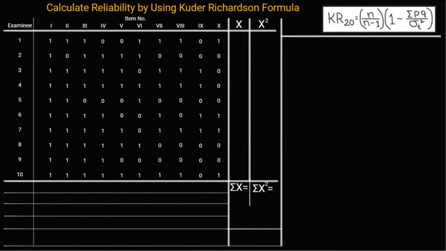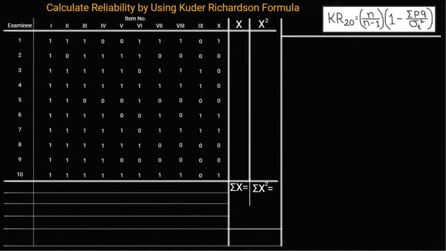Okay, let's get started. The formula we will use to find reliability is KR20 equals n by n minus 1, into 1 minus summation PQ by variance of test scores. Here I have already prepared a worksheet. In this worksheet there are a total of 10 examinees and 10 items. From here we will calculate reliability by using the Kuder Richardson formula.